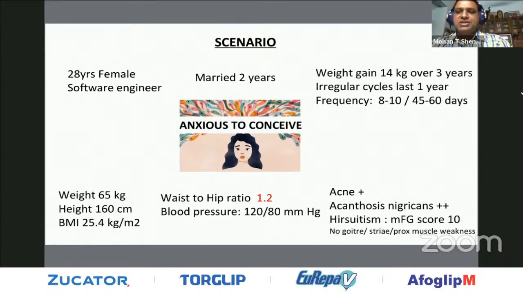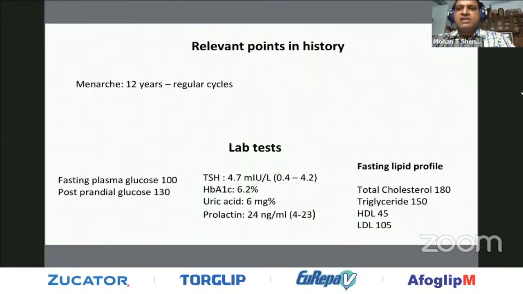Blood pressure is 120/80. She also has clues towards the metabolic profile. You can see acne, and she also has grade 2 acanthosis nigricans, which is a marker of insulin resistance. For her, we did the hirsutism staging, and it comes to a modified FG score of 10. Regarding other secondary causes, there is no goiter, no striae, and no proximal muscle weakness. In a nutshell, the relevant points in history have been mentioned: she had regular cycles until the last 1 year, and only recently developed irregular cycles.